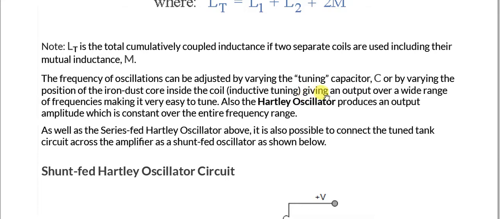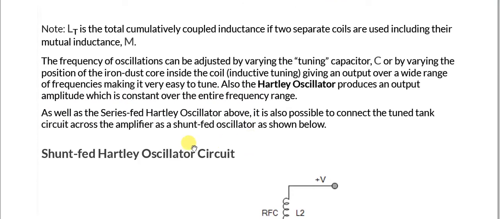Also, the Hartley oscillator produces an output amplitude which is constant over the entire frequency range. The one above is called a series feedback oscillator, because the feedback path is connected in series with the base. It is also possible to connect the tuned tank circuit across the amplifier as a shunt fed oscillator. So we have two types of these circuitries, series feedback and shunt feedback. We have discussed these circuitries in the previous topics.